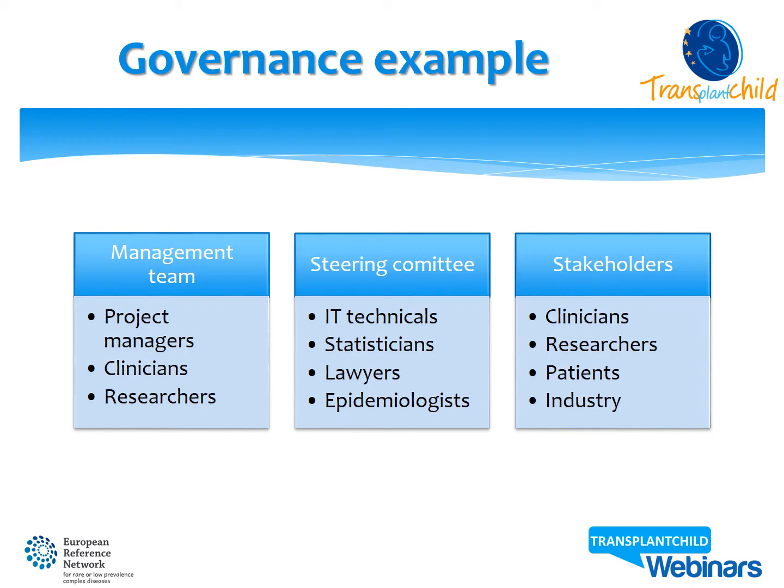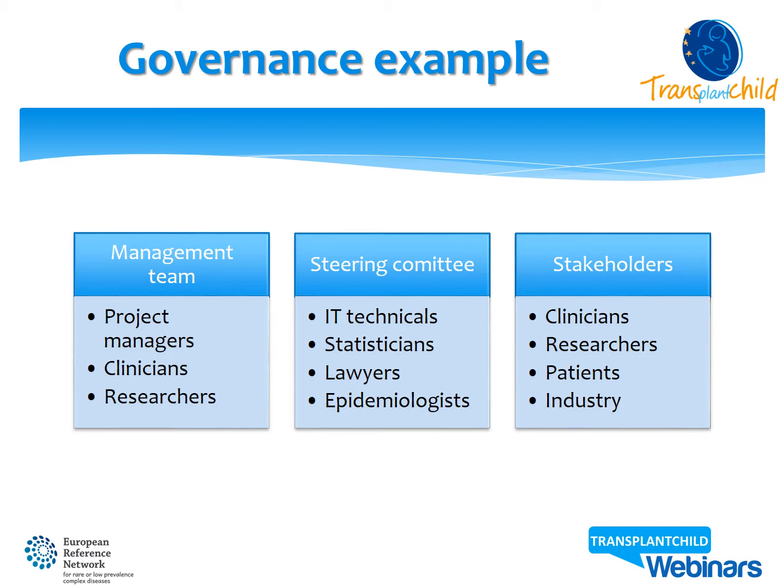And here we have an example of the governance of a registry. We have divided it in 3 teams: management, steering committee, and stakeholders. This should always be like this. These 3 teams must always exist. And then each team has different functions. The management team is the structure by which the registry is directed and managed. The steering committee guides the management team in the conduct of the registry, and the stakeholders are the people interested in the registry.